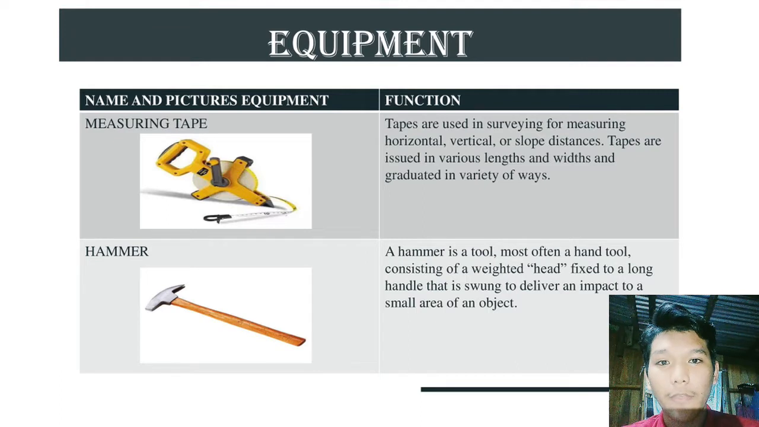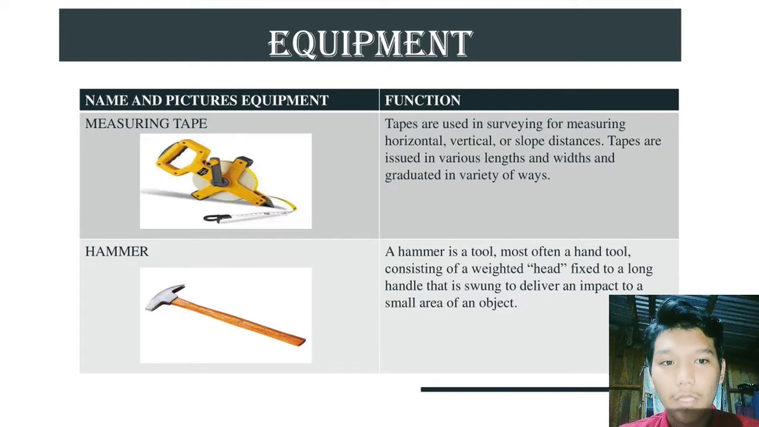I will talk about the equipment and the functions that are used in fieldwork. Firstly is the measuring tape. The measuring tape is used in surveying for measuring horizontal, vertical, or slope distance. Tape is used in various lengths and widths and graduated in a variety of ways.